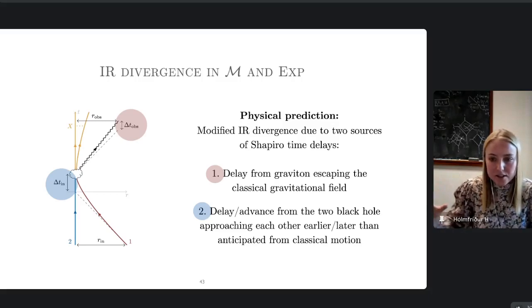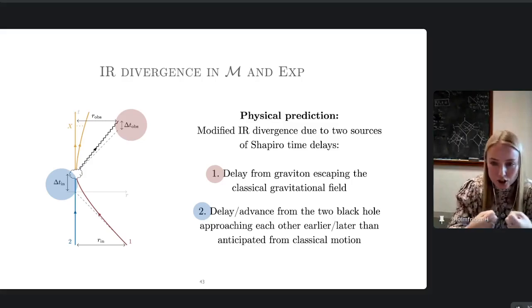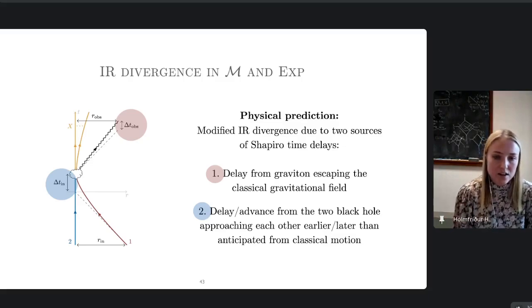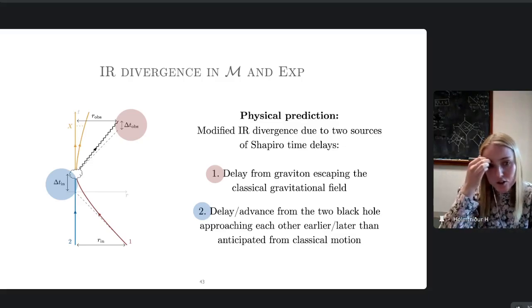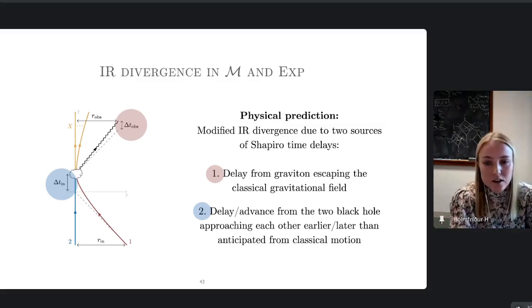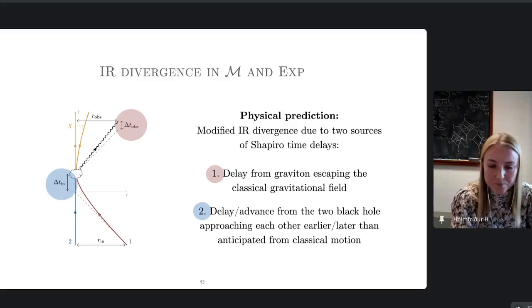But in the non-relativistic limit, the two black holes, because gravity is attractive, will approach each other. So they'll actually scatter earlier than we expect from them just going straight. And this earlier is actually logarithmically divergent in their separation distance. So there's basically these two sources of time delay that translate into the infrared divergence of the gravitational waveform.